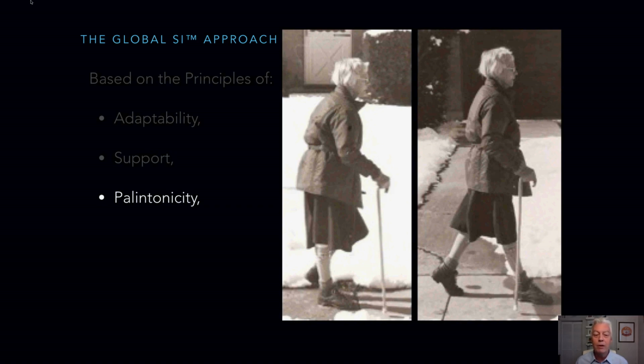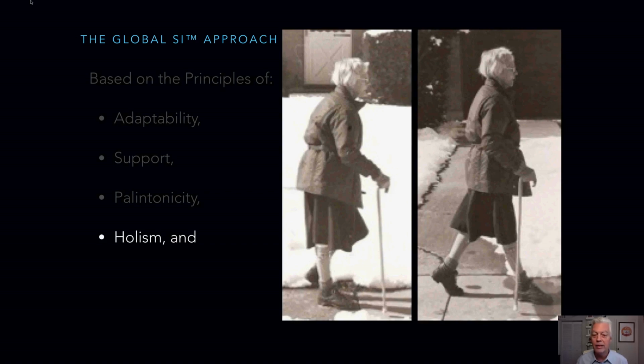Palintonicity is a fancy word for expansion in multiple directions at once, in multiple planes. So we're not just looking for vertical length in the structure, we're not just looking for circumferential expansion, we want it in all three planes. We want the person to be able to expand into challenge, not contract and shy away from challenge.